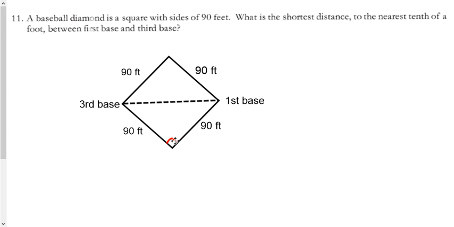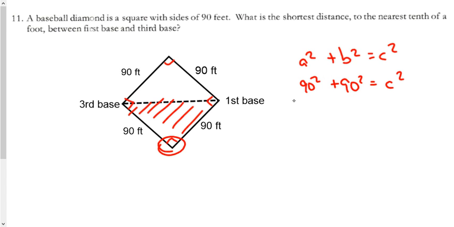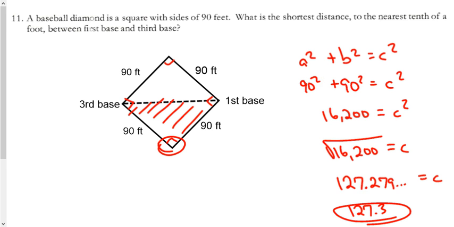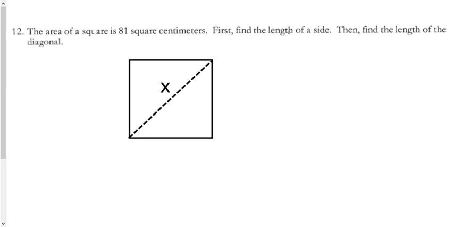Here, you can see that the right angle of the square would be right here or any corner of the square, but the distance between first base and third base would just be cutting straight across. So really, we just could use this triangle right here to find the hypotenuse, because here's the right angle. That makes the 90s the legs. So here's the setup. So it would be about 127 feet, give or take, however you rounded.